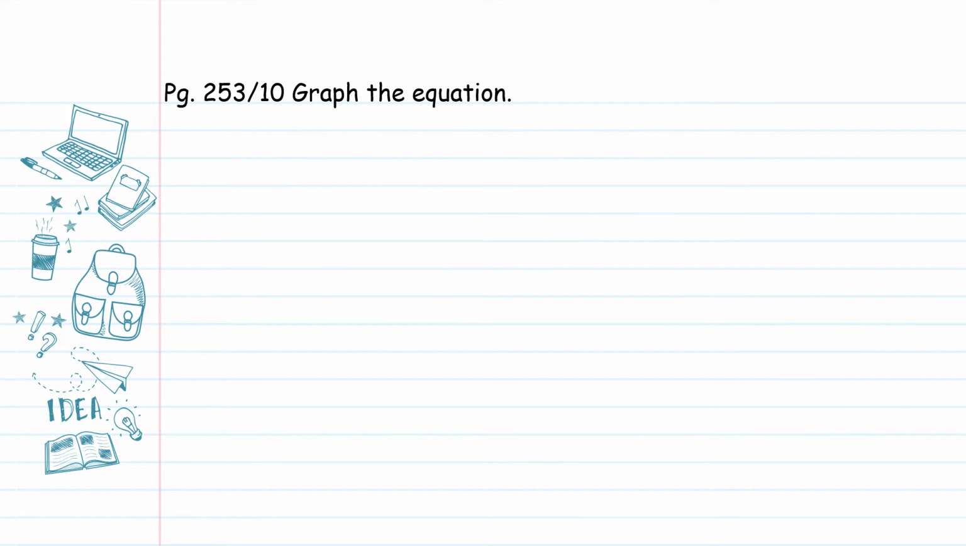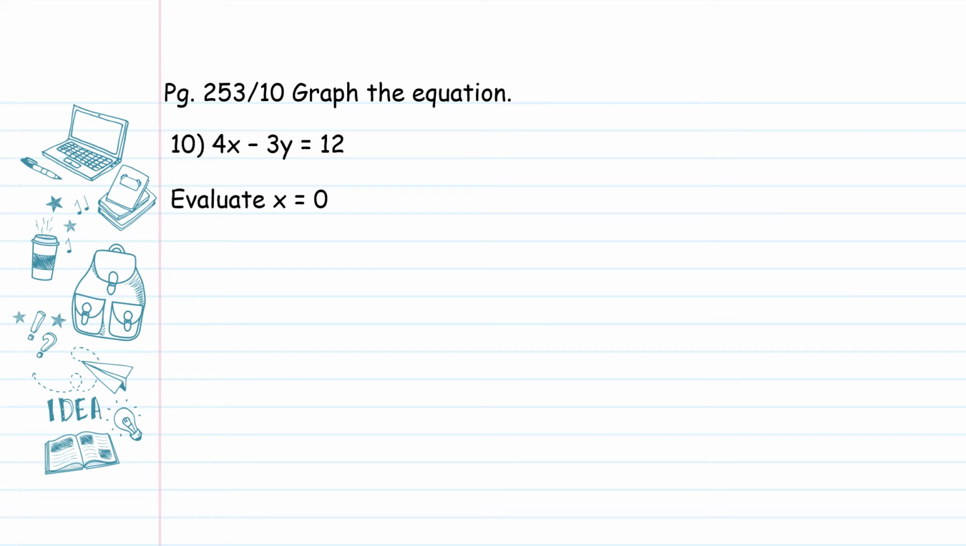Our next problem is exercise 10, and it wants us to graph the equation. The equation that we're given is 4x minus 3y is equal to 12. So for this problem, we need to figure out some points that we can use to graph the equation. The easiest are to use the x and y intercepts.